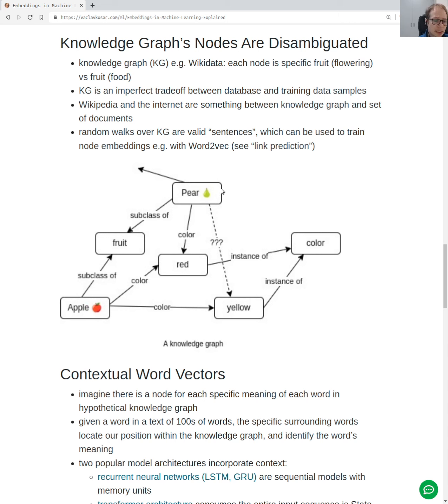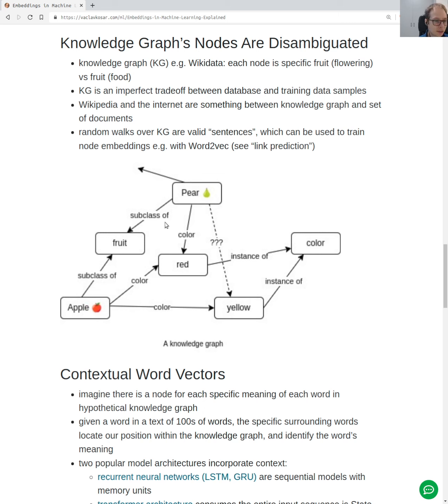And in this kind of space, we can have 2 nodes for apple. In one case, the apple could mean computer. In another case, the apple could mean fruit. Or we can have a fruit as a flowering plant, and we can have a fruit as a food.